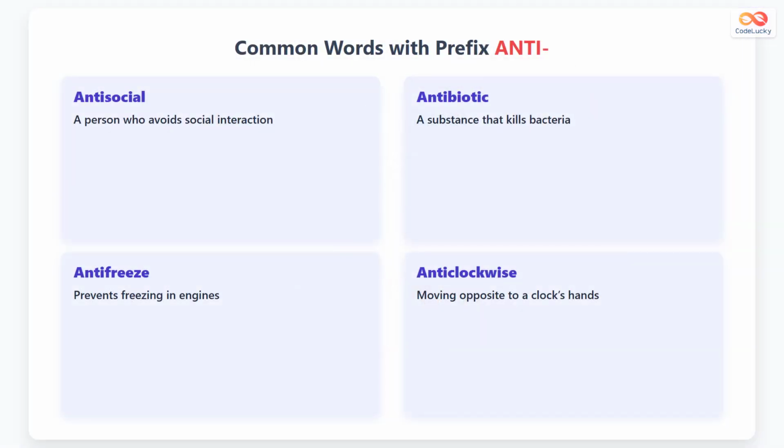Antisocial describes someone who avoids other people and social situations. Antibiotic is medicine that fights and kills harmful bacteria in our body. Antifreeze is a liquid added to car engines to stop them freezing in cold weather. Anticlockwise means moving in the opposite direction to clock hands.